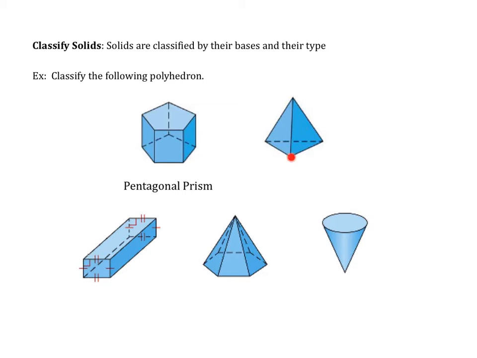For this next example, I've got triangular faces, so we know right away that it's a pyramid, and then my base down here is a triangle, so that makes this a triangular pyramid. Alright, now pause the video for just a second and see if you can do these three examples on your own.